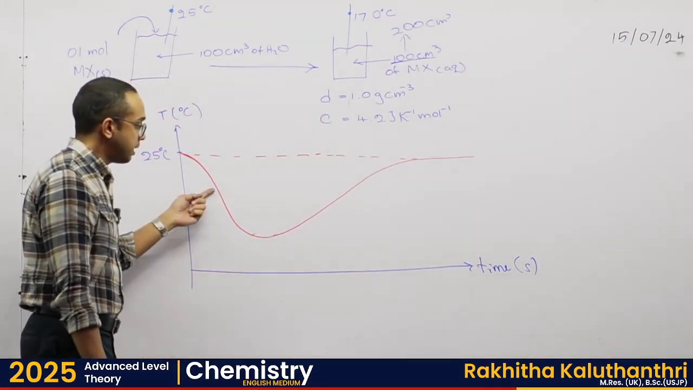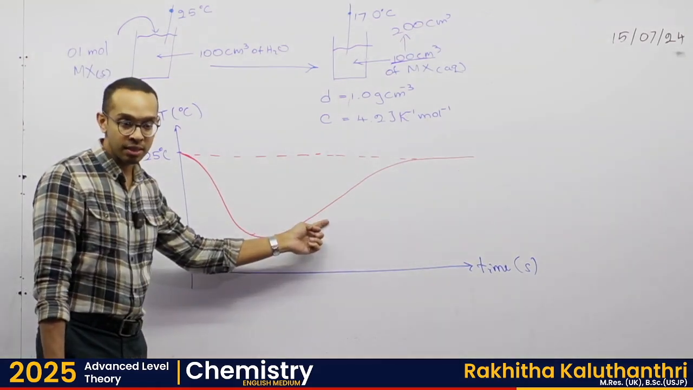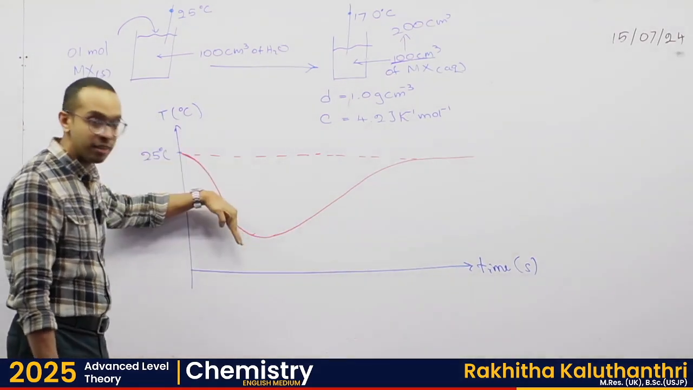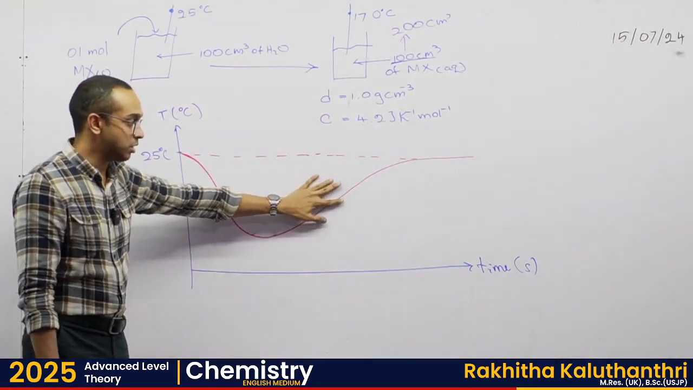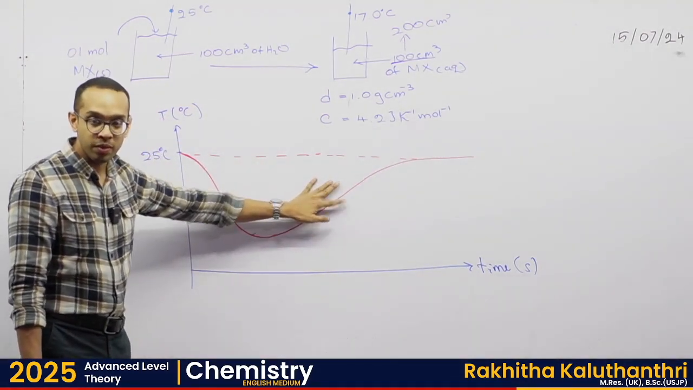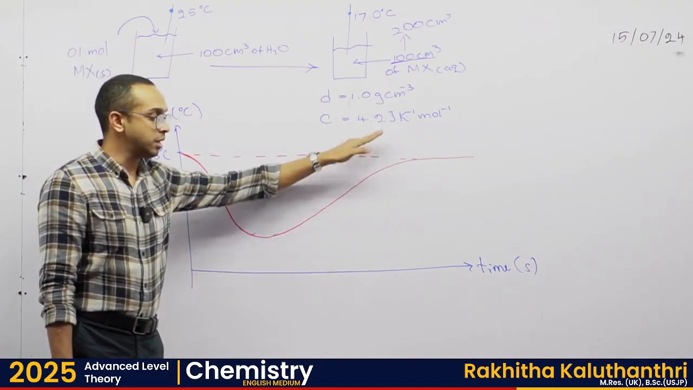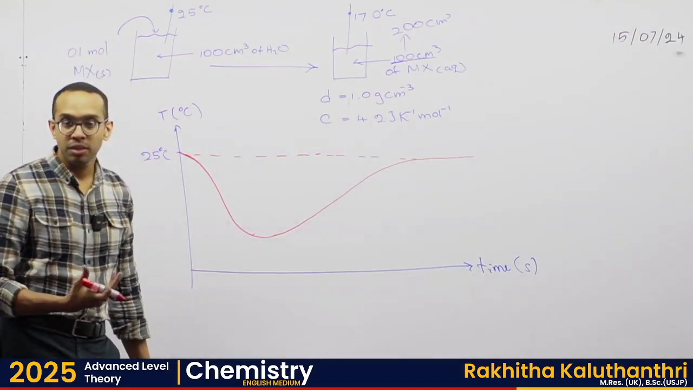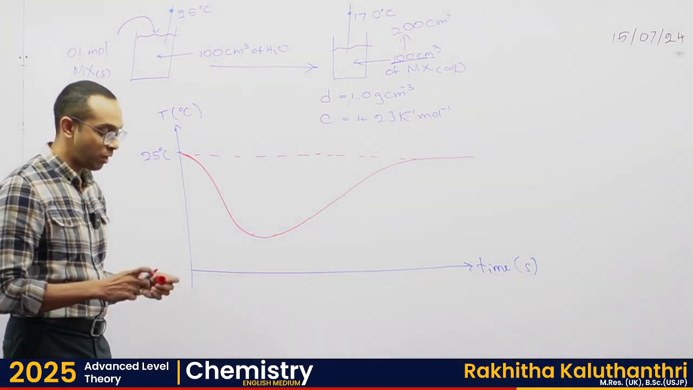So the gradient here should be greater than the gradient here. Clear? Because this is a forced thing, and this happens naturally. So usually those things are somewhat slow. And this we did quickly. But this temperature increase will happen gradually. Is it understood? So that is the curve. Now these are things you have to think and do.